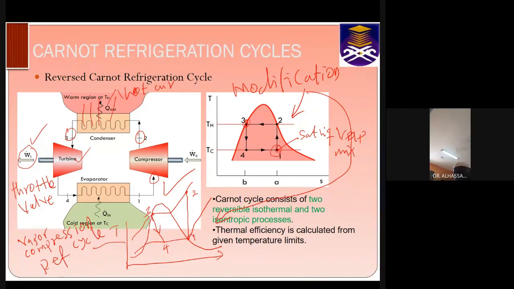Here, the fluid enters at the saturated vapor state. Here, the fluid enters at saturated liquid vapor mixture. You understand me? And here, the fluid exits the compressor at saturated vapor. But here, the fluid exits the compressor at what? Superheated vapor state. And here, the fluid is cooled down at constant temperature, TH. But here, the fluid is cooled at constant pressure.